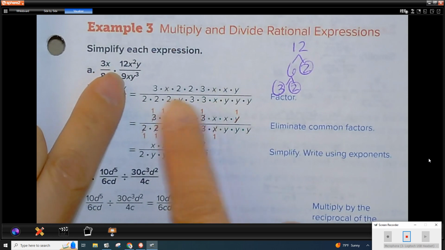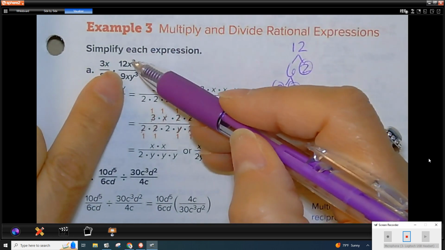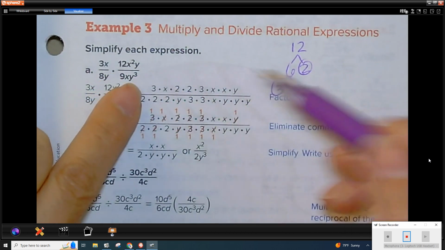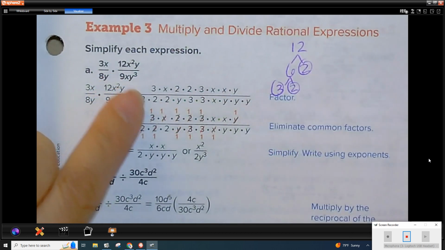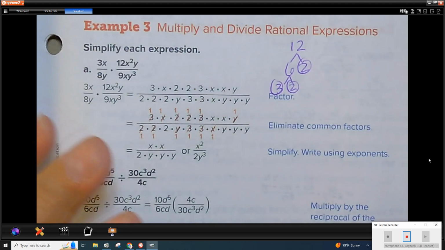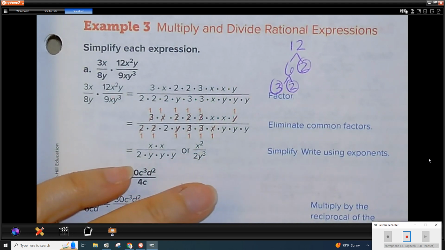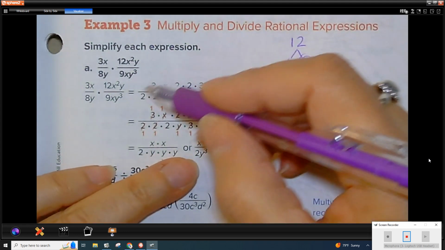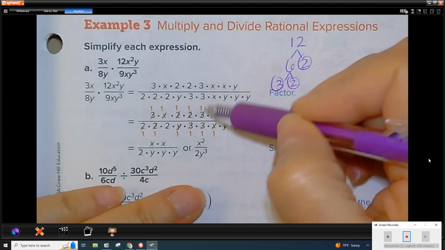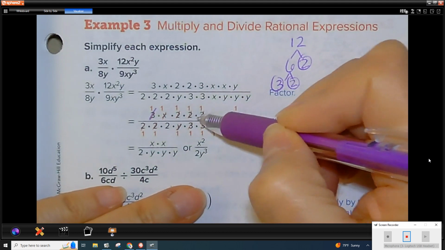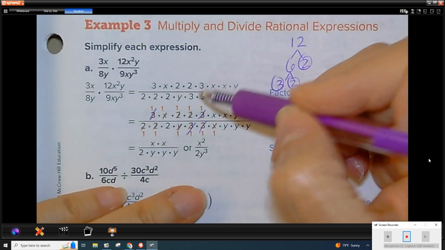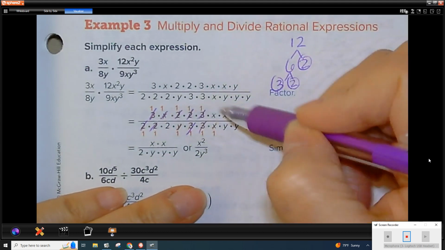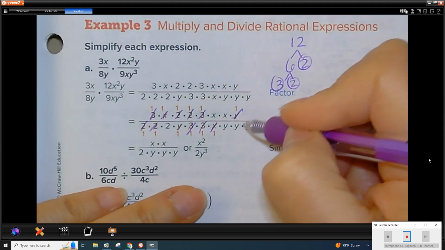Now let's look at the variables. X to the second power means I have x times x. Y to the third power is y times y times y. You can do this. You can do it this way. I will show you a different way with the next problem. When you do it this way, you have everything laid out. You cancel what you can. So there's 1, 3, 2, 3s, 1, 2, 3s. 1, 2, 2s, 1, 2, 1x, 1x, 1y, 1y.